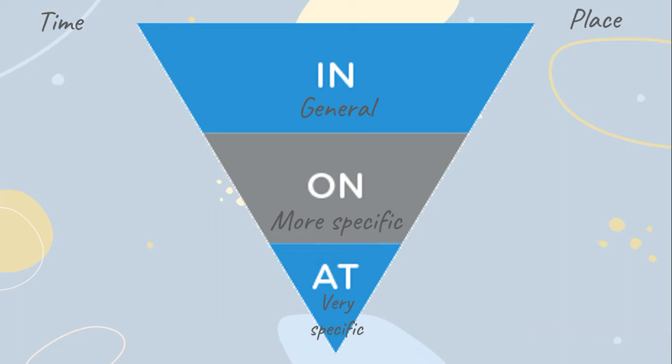Look carefully at this inverted pyramid that we have here. For the word in, we normally use it for the general or bigger details of time and place. On is used to show more specific details of time and place. And the word at is used to show very specific details of time and place. Let's look at the examples.